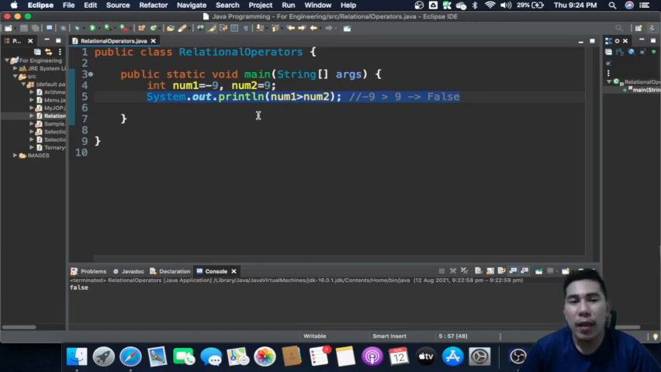And also, the same thing you can actually see in looping statements. So these are the relational operators. Now for today, that would be all.